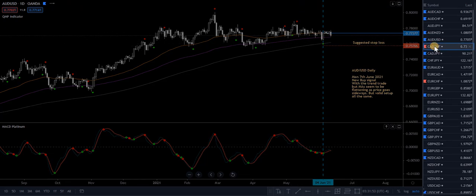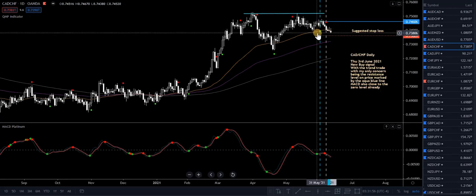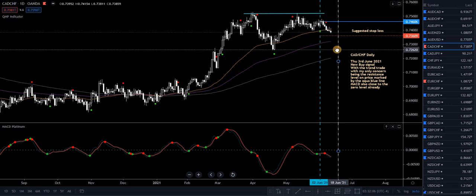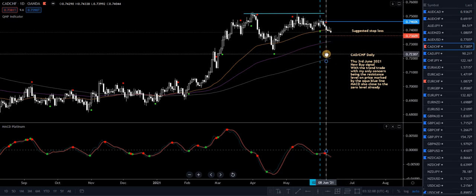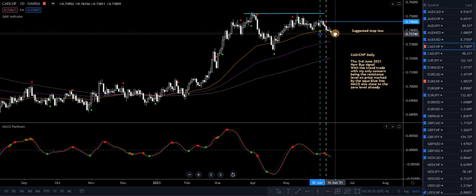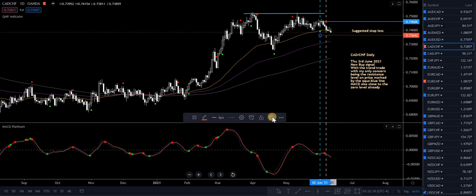Right, CAD Swiss, highlighted in pink. There's a reason for that. Took a buy here. The suggested stop was down here. Got this sell signal here. This grey vertical line, there's a red dot on the MACD Platinum. You can see there, I marked that. I would have exited that trade, taken the loss. Instead of getting stopped out here, would have been stopped out on the open of that candle there, taking that loss. So that trade is finished with.